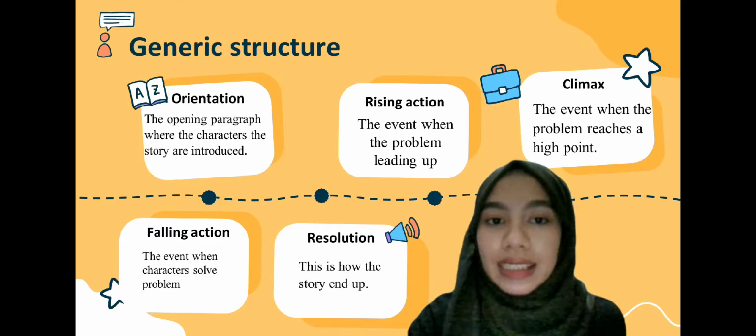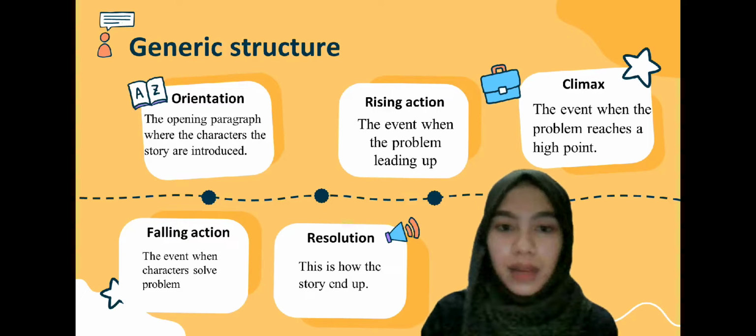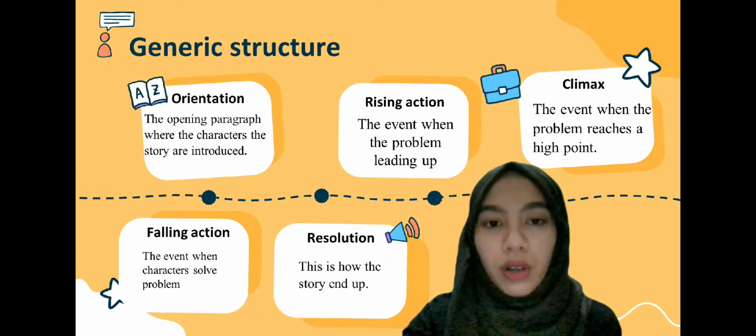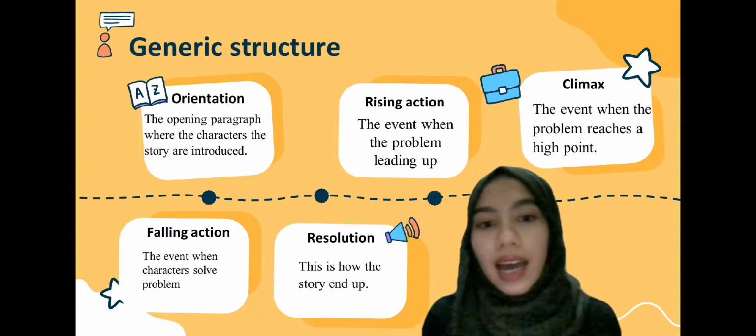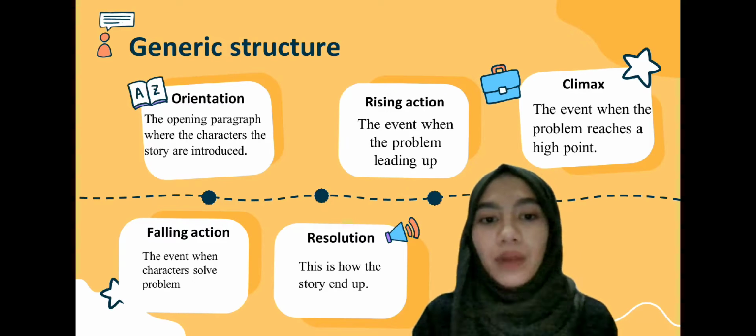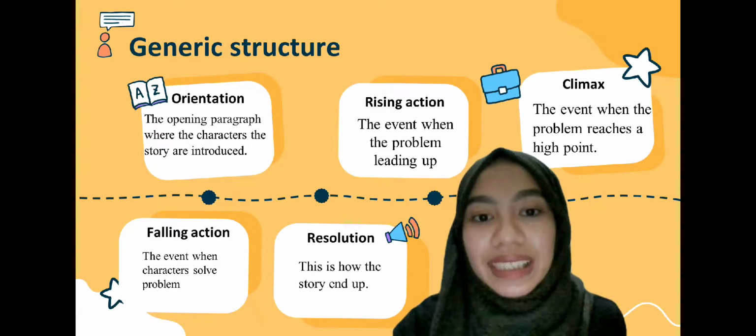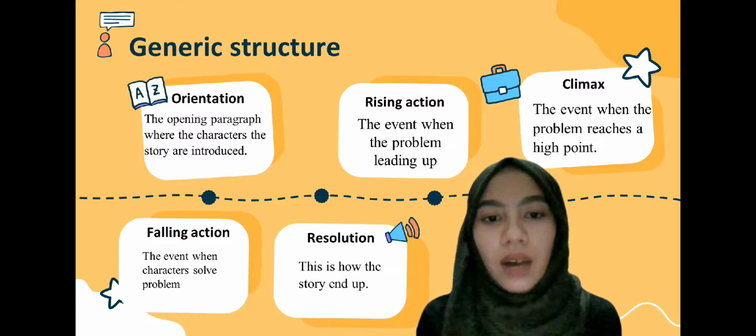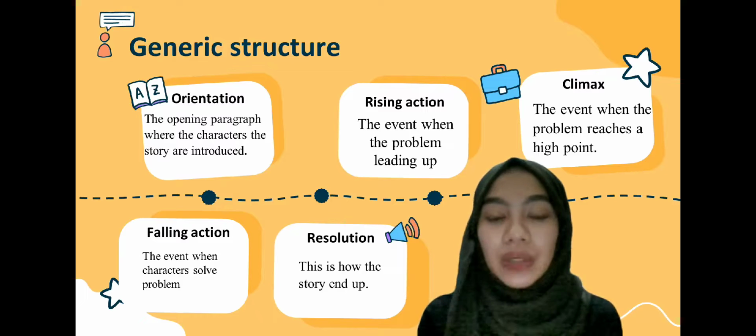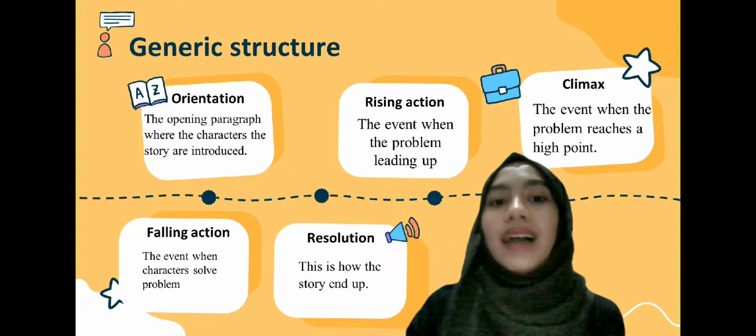And the last is resolution. So resolution is how the story ends up. The resolution, also known as the denouement, is the conclusion of the story's plot. It's where any unanswered questions are answered or loose ends are tied. Interestingly, the phrase denouement comes from the French word meaning to untie. A story with a complete ending is said to have a strong resolution. So the resolution is the last of the 5 main elements of plot. The resolution allows the story to end without trailing off or leaving the reader confused or unsatisfied.